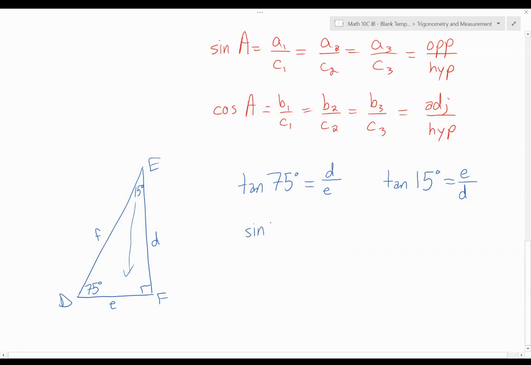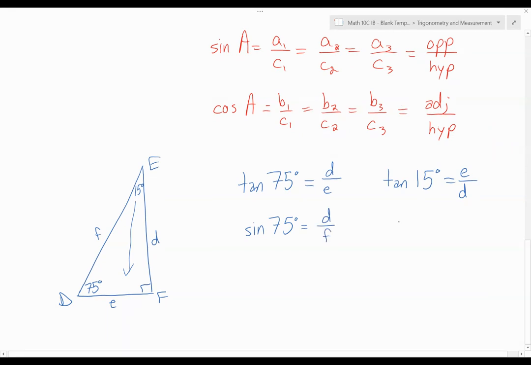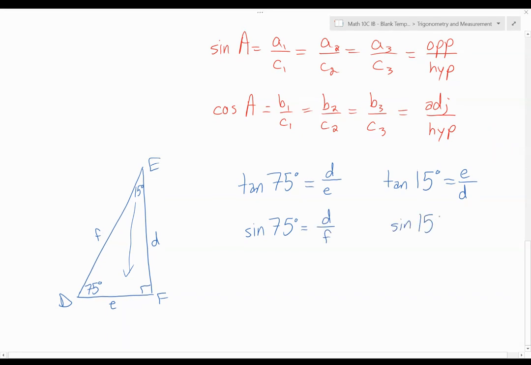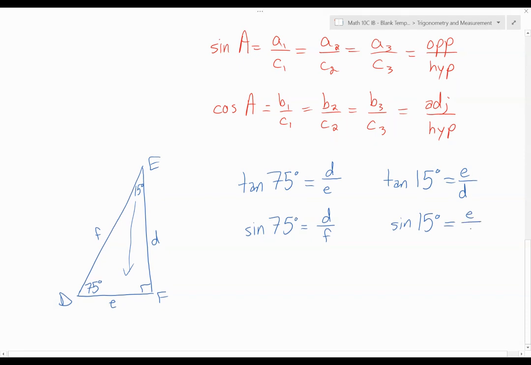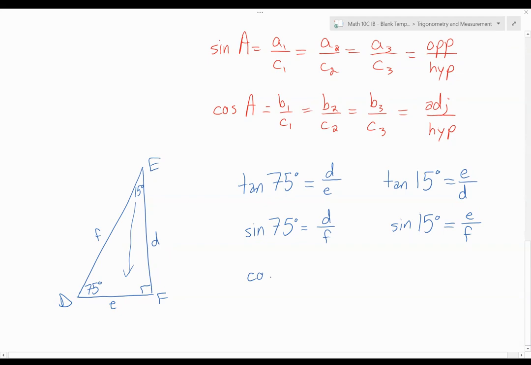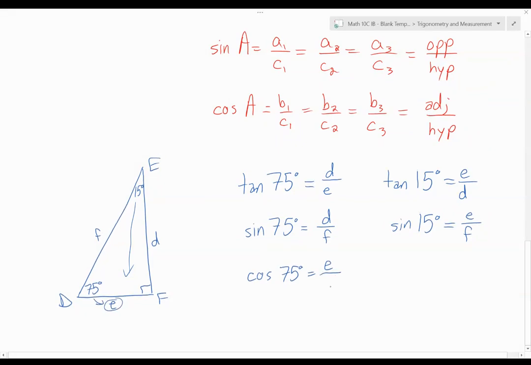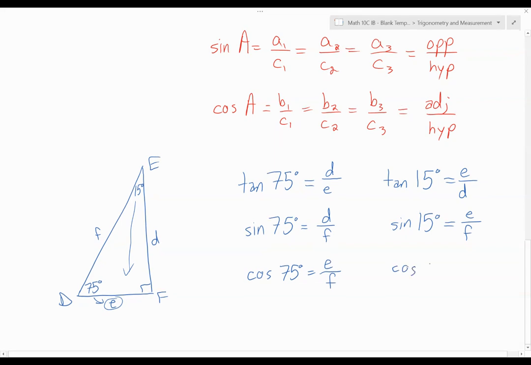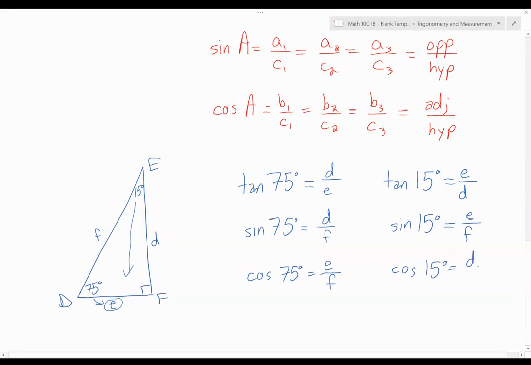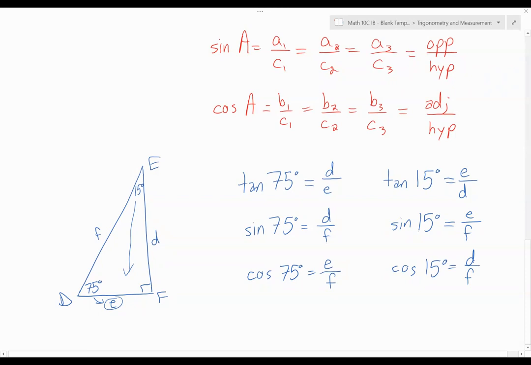The sine of 75 degrees, well, that would be its opposite side, D, divided by the hypotenuse. Or the sine of 15 degrees, well, in this case, the opposite side would be E, divided by the hypotenuse. And the cosine of 75 degrees, well, that's the adjacent side, which is E, because that is the side that is touching the 75, divided by the hypotenuse. But the cosine of 15 degrees is actually going to be D divided by F. So the hypotenuse is always the hypotenuse, but which side we consider to be opposite or adjacent depends on which angle we're talking about.